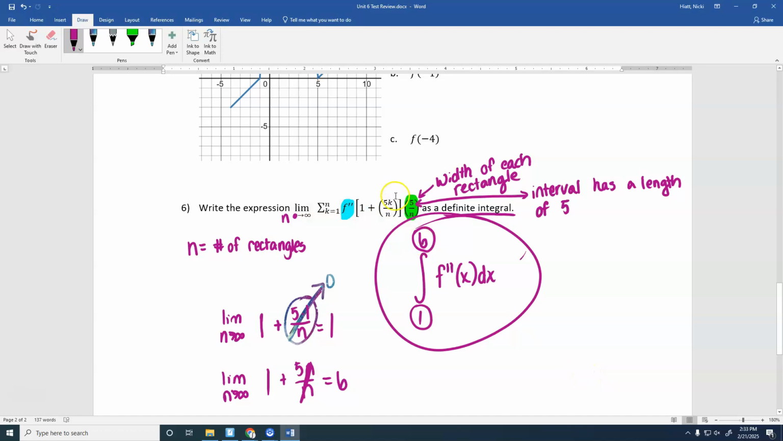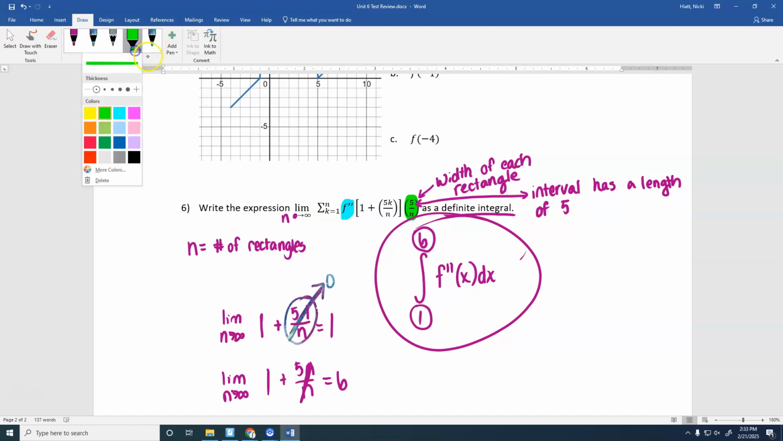Don't try to plug this stuff in here, because that's your summation notation, which is not what you're wanting. So all of this stuff right here, on this inside part, it is really just your x when you write it as a definite interval.